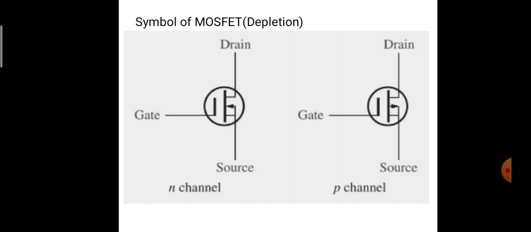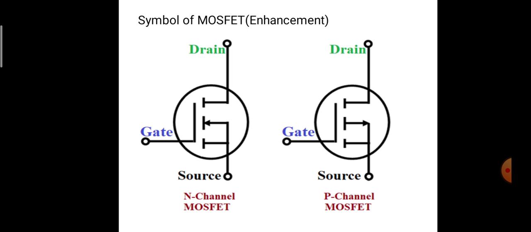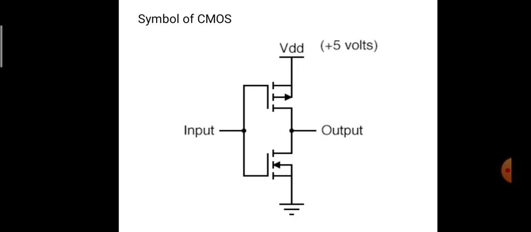Symbol of MOSFET, that is depletion MOSFET. The figure shows the N channel DMOSFET and P channel DMOSFET. A symbol of enhancement MOSFET. The figure shows the N channel enhancement MOSFET and P channel enhancement MOSFET. A symbol of CMOS.